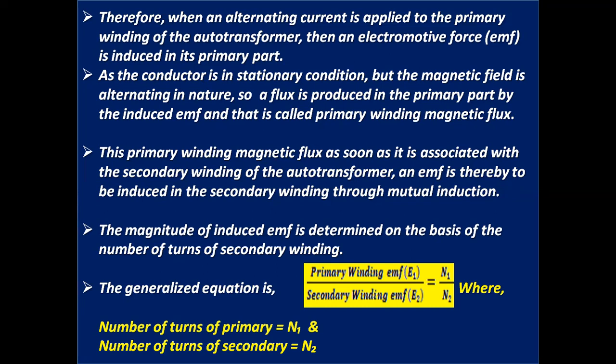The magnitude of induced EMF is determined on the basis of the number of turns of the secondary winding. The generalized equation is primary winding electromotive force E1 and secondary winding electromotive force E2 equals N1 by N2, where the number of turns of the primary is N1 and the number of turns of the secondary is N2.